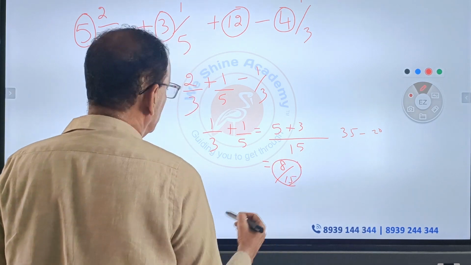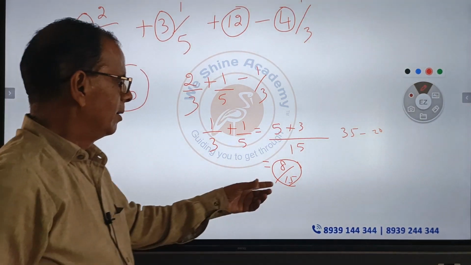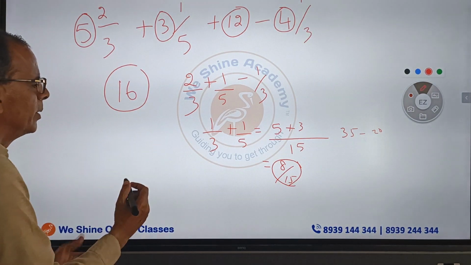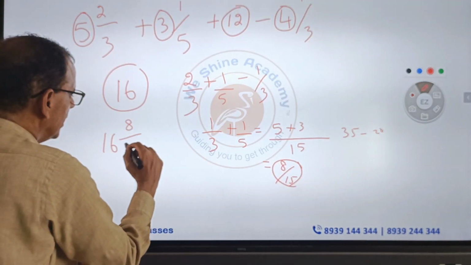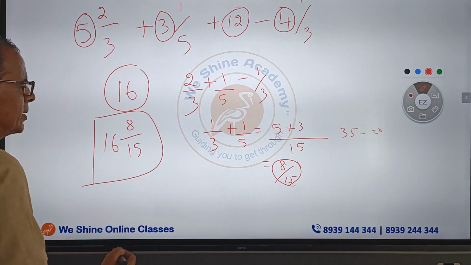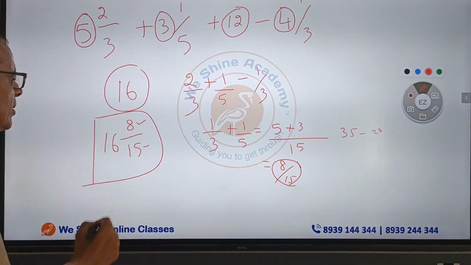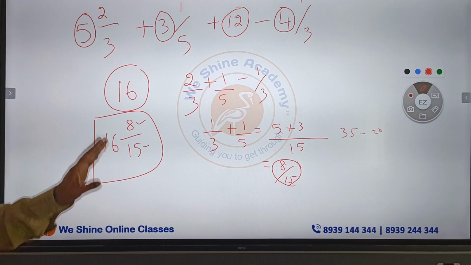Already I have 16. By adding the fractions I am getting 8 by 15. Then I have to club both. That is, I get the answer 16 and 8 by 15. Is my answer correct? The answer is correct because the numerator is less than the denominator. This is a mixed fraction. I have expressed it in a proper way.